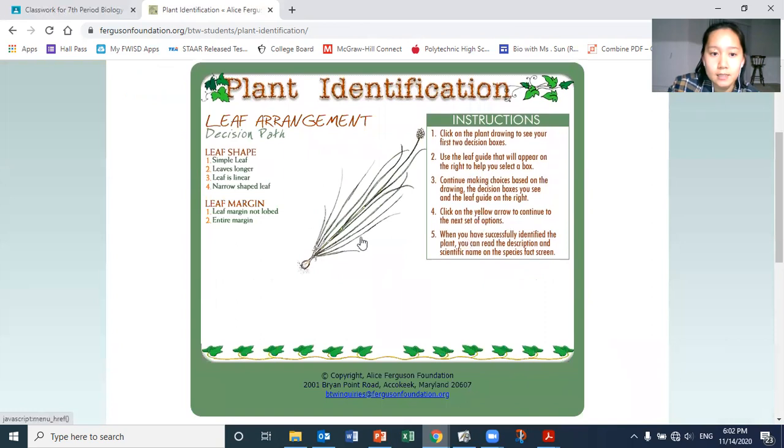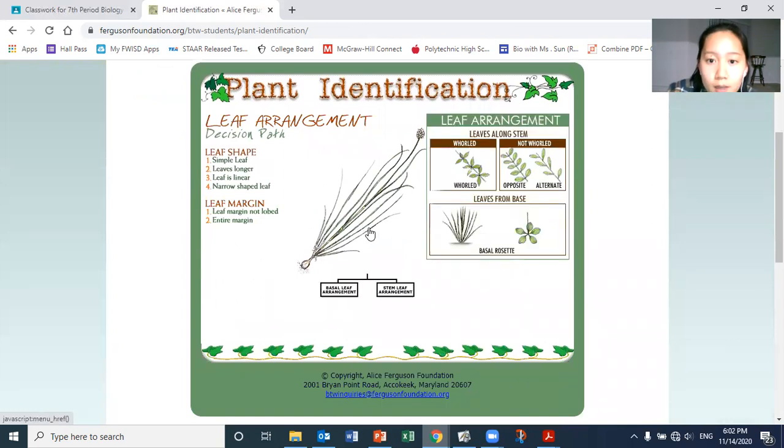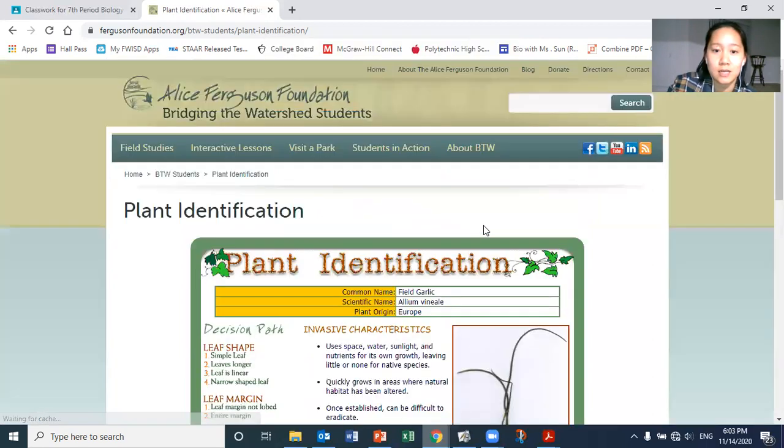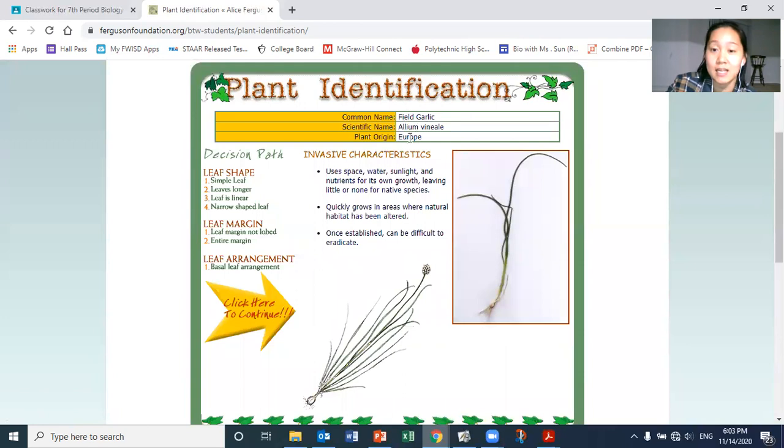And then lastly, you're going to click on it one more time. Is it basal arrangement or is it stem leaf arrangement? If you look at the top here, the stem leaf is like this and the basal is like this. It looks pretty similar to this, so it's probably a basal leaf arrangement. So congratulations, you have correctly identified it. You're going to continue, and it's going to tell you exactly what the plant's name is. And here we have the field garlic, and here's a real picture of it.